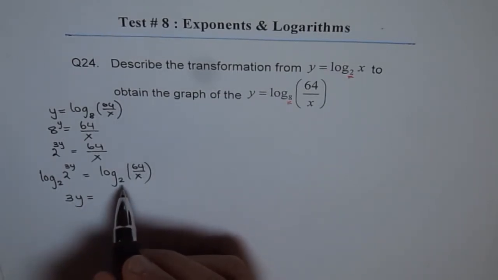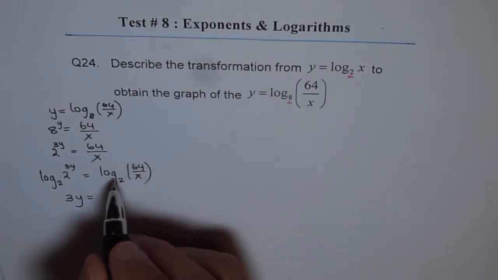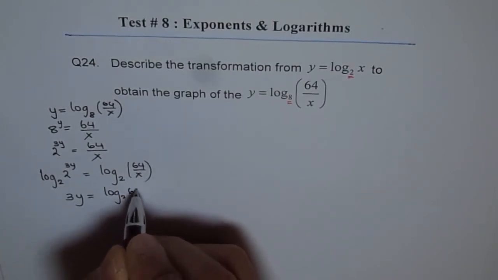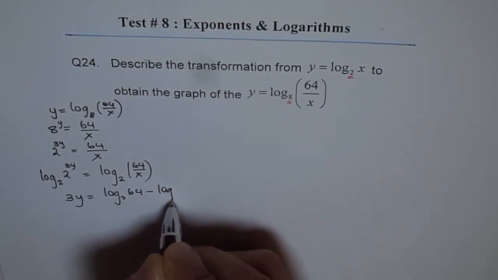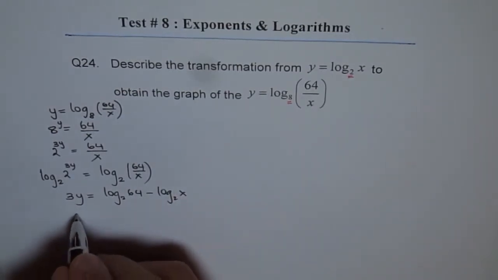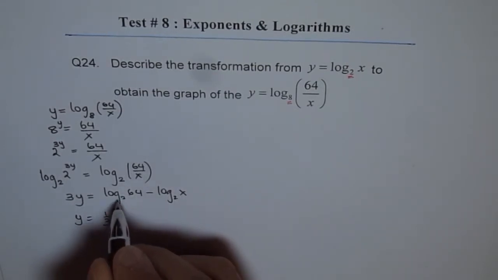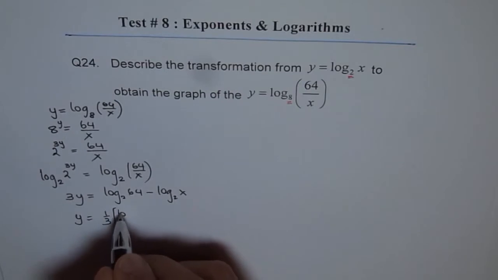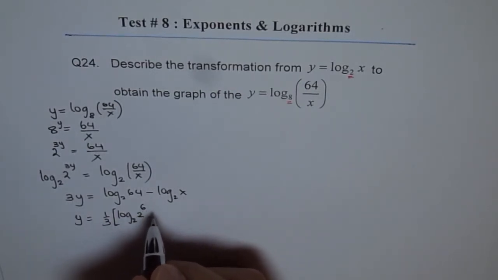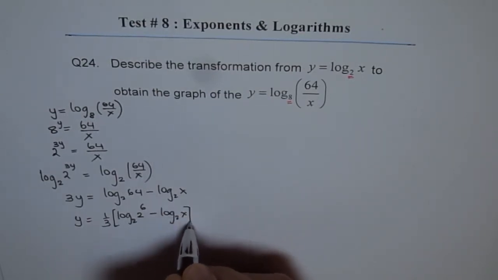Now on the right side we can write this as a difference, so we get log 2 of 64 minus log 2 of x. Okay? So that's how we can write it. And so we get y equals 1/3 of log 2 of 64, which is log 2 of 2 to the power of 6, minus log 2 of x, correct?